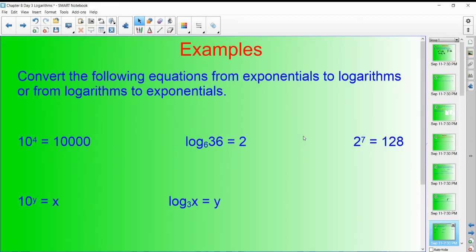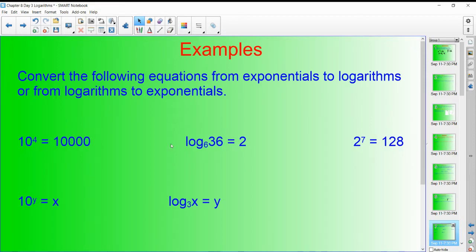So here we don't have to solve, all of these equations are true. 10 to the 4th equals 10,000, log base 6 of 36 equals 2, 2 to the 7th equals 128. I put some variables in here. I just want us to practice converting. How do the exponentials look as logarithms? And how do the logarithms look as exponentials?